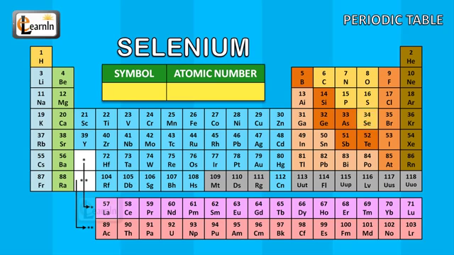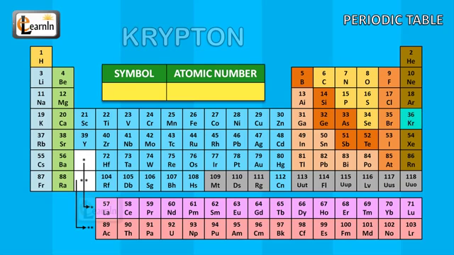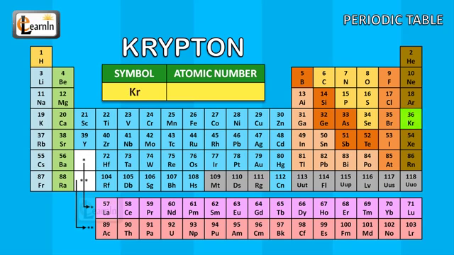The element selenium is represented as Se and has an atomic number of 34. The element bromine is represented as Br and has an atomic number of 35. The element krypton is represented as Kr and has an atomic number of 36.